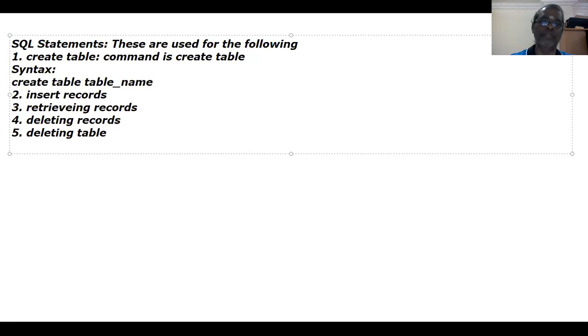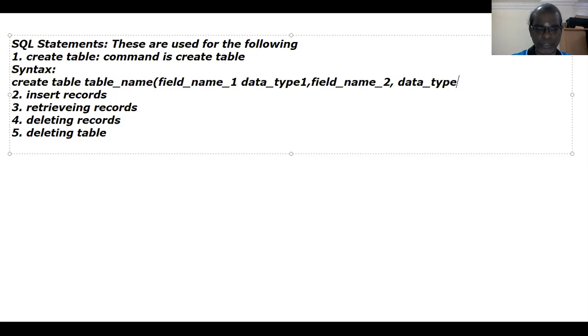In our example program, number 136, we gave student. After that, field name 1, space, data type 1, comma. Similarly, field name 2, data type 2. It keeps on moving: 3, 4, 5, 6. How many fields you need, you can follow like this.